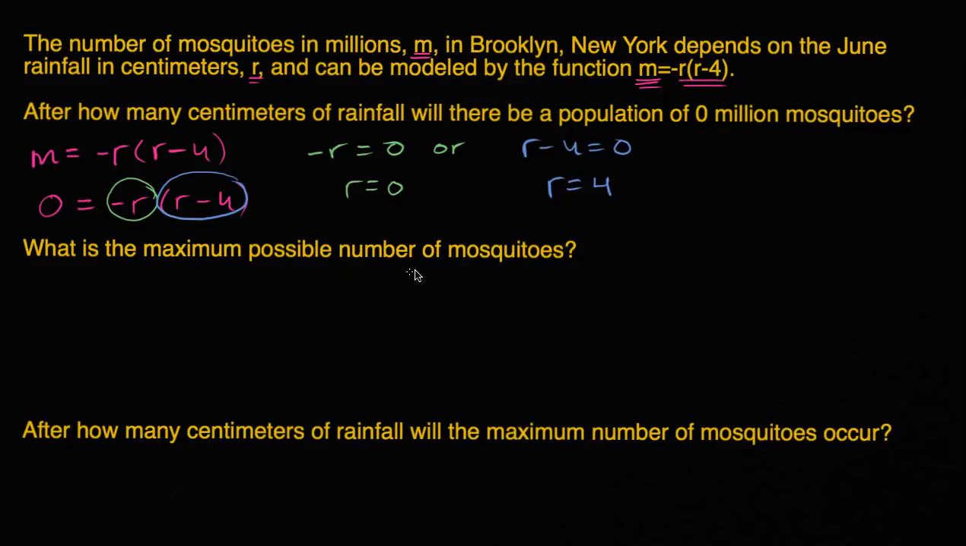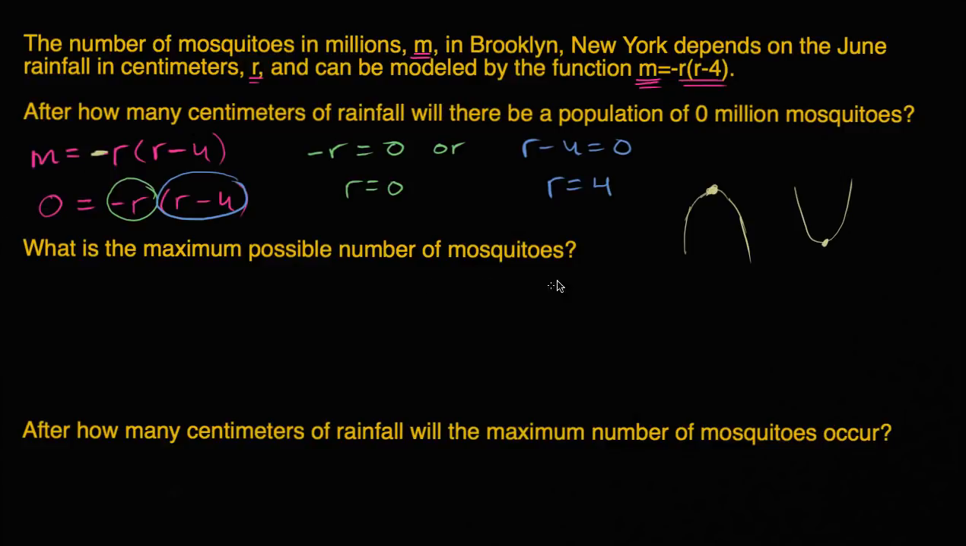What is the maximum possible number of mosquitoes? So the very idea that they're asking us for a maximum implies that this quadratic, and it is a quadratic, as we'll see more clearly in a few seconds, is shaped like this in order to have a maximum point. Because if it was shaped like this, it would have a minimum point. It wouldn't have any one maximum. And because we have this negative out here, that makes us pretty confident it is going to be a downward opening parabola. But to understand what this maximum point is, let's write it in vertex form.